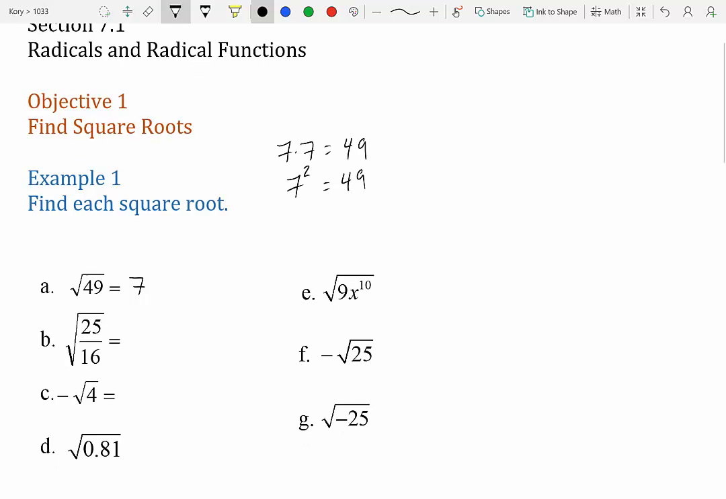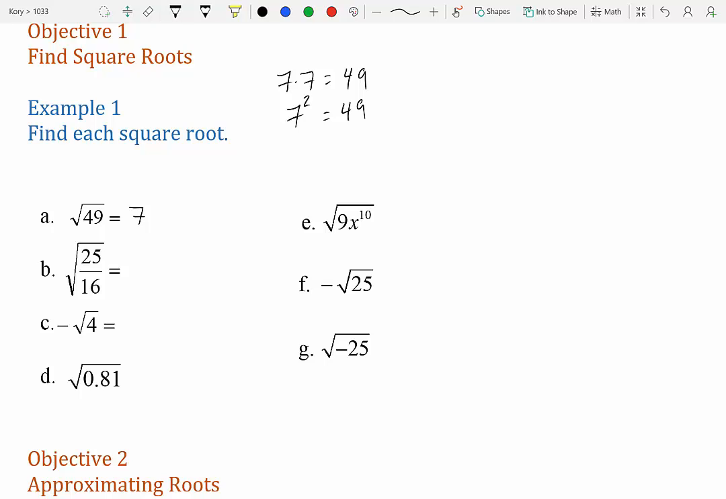Alright, moving on to part B. So when we have a fraction, we need to make sure that we understand that it goes to both top and bottom, because since it's over the whole thing, then it's over the top and it's over the bottom, so separate it. You need to separate it because later on in this chapter 7, it's going to come in handy that you know how to separate it. So the square root of 25 is 5, and the square root of 16 is 4.